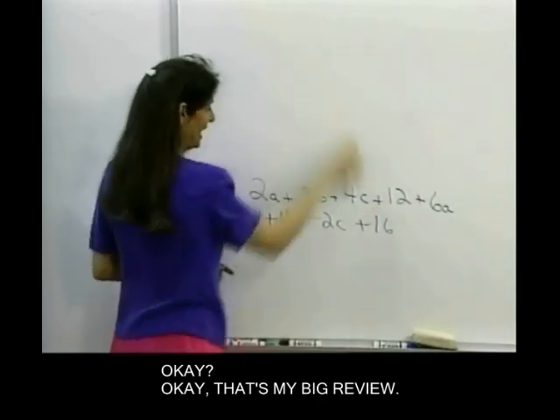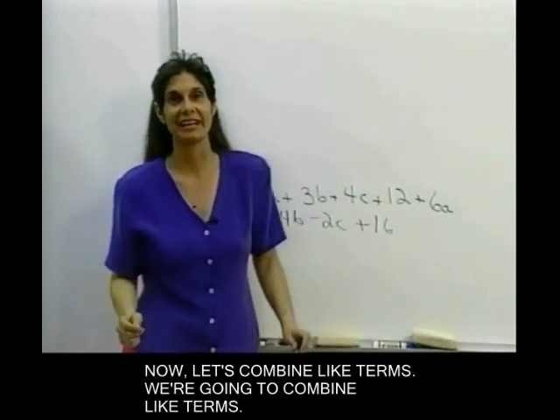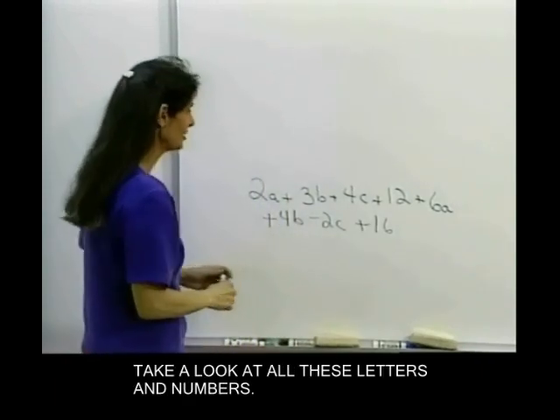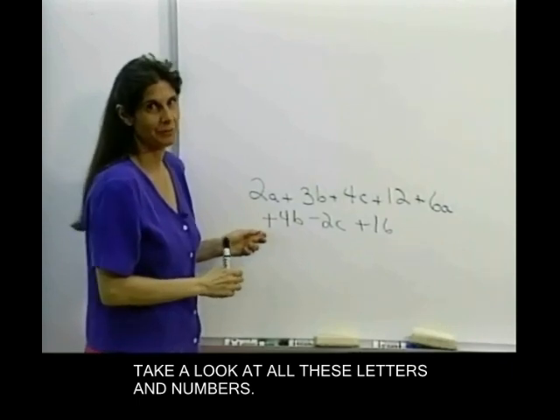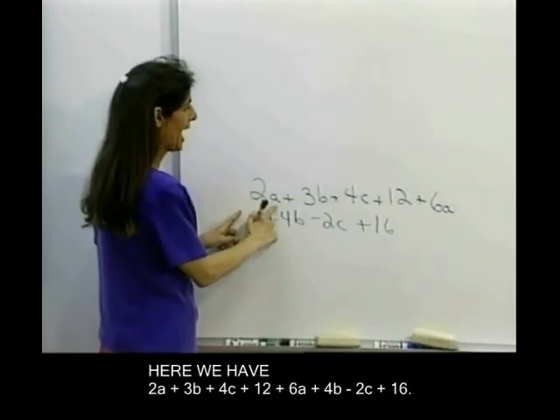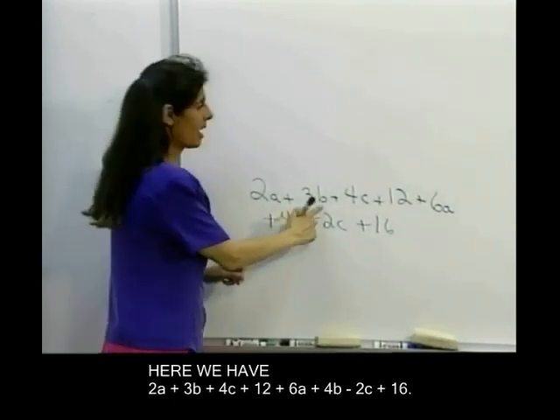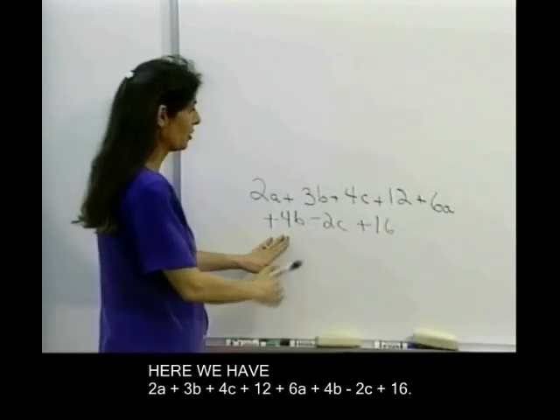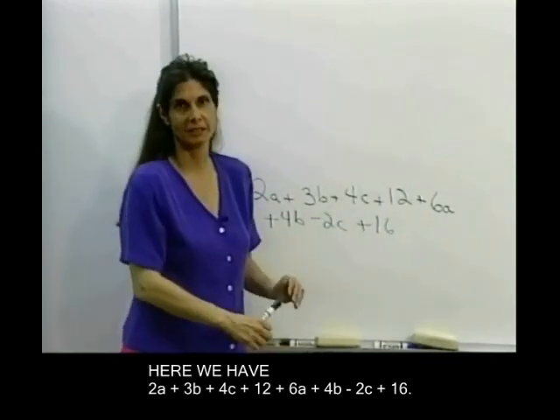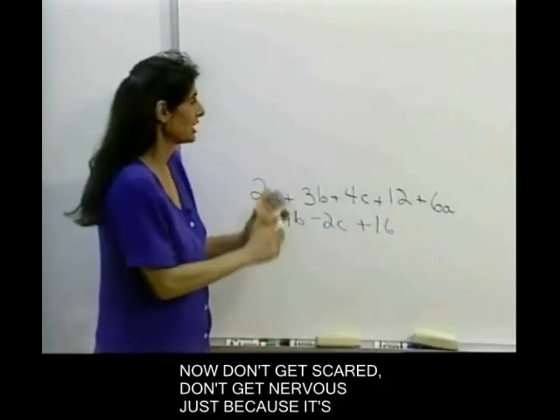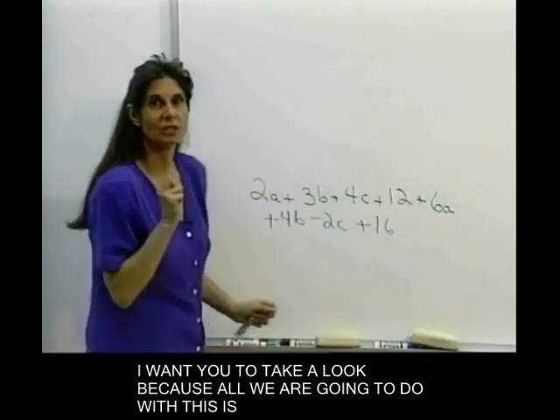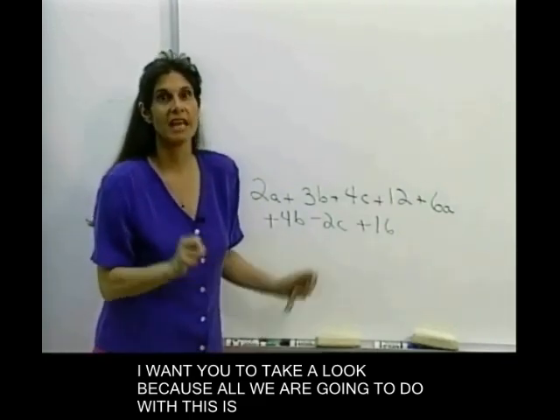Now, let's combine like terms. We're going to combine like terms. Take a look at all these letters and numbers. Here we have 2A plus 3B plus 4C plus 12 plus 6A plus 4B minus 2C plus 16. Now don't get scared, don't get nervous just because it's a bunch of letters. I don't want you to be nervous. All we are going to do with this is combine like terms.